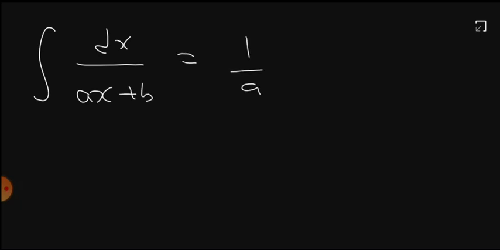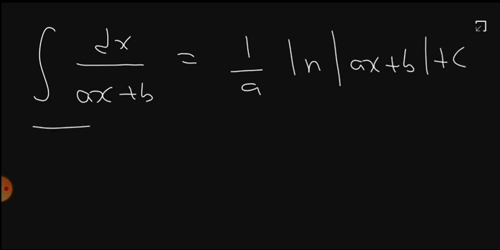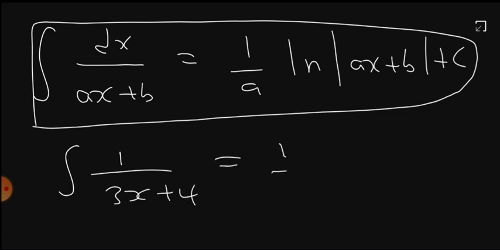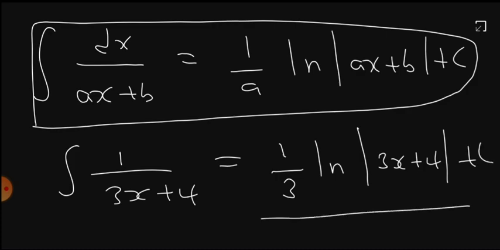So in short, we are saying the integral of dx over ax plus b is 1 over a ln bar ax plus b bar plus c, like the way I've done in the previous example. Like in this case, if we have 1 over 3x plus 4, this will be the same as 1 over 3 ln bar 3x plus 4 bar plus c.